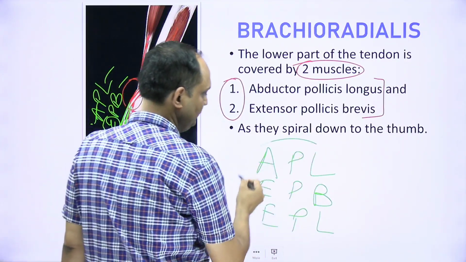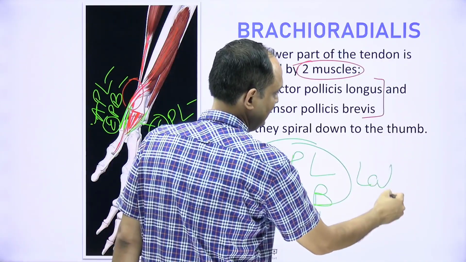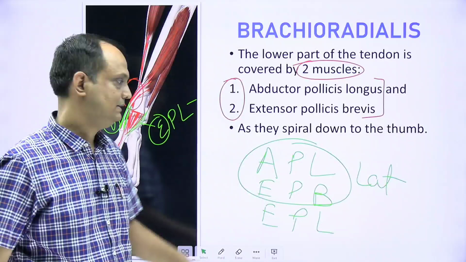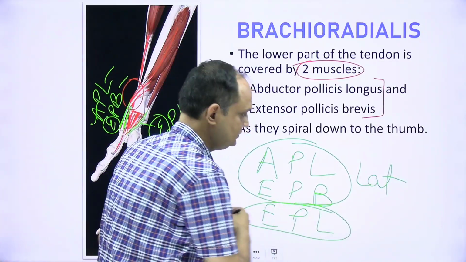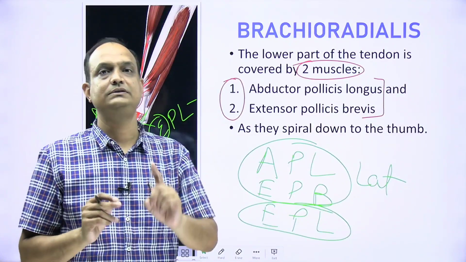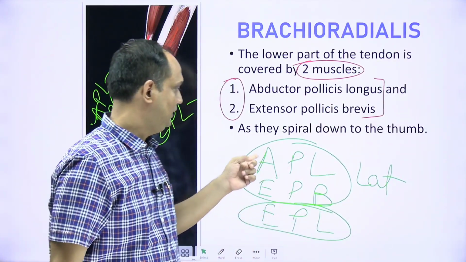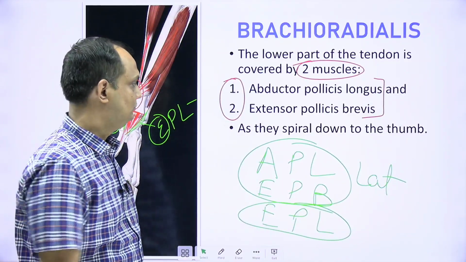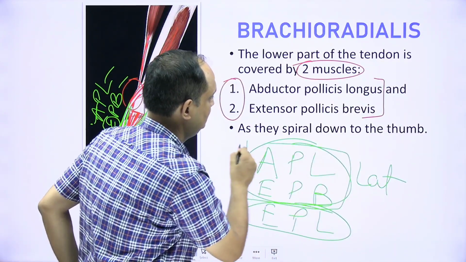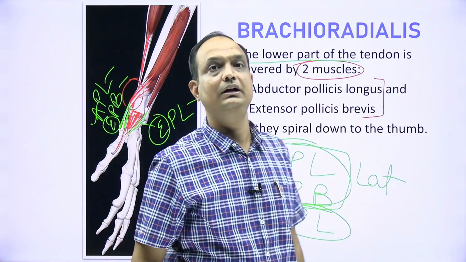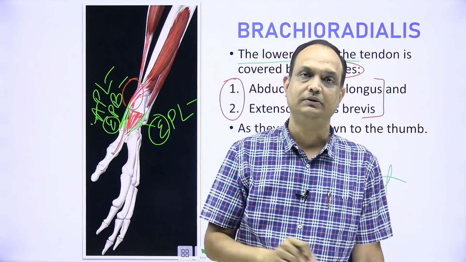Now, these two will form the lateral boundary and they are going to cross the tendon of brachioradialis, and this one is going to form your posterior or medial boundary. Clear? So, how to remember? You have to first start with the word A. So, A, then longus, brevis, longus. Clear? So, these two tendons are the tendons which cross the tendon of brachioradialis at the point of insertion.